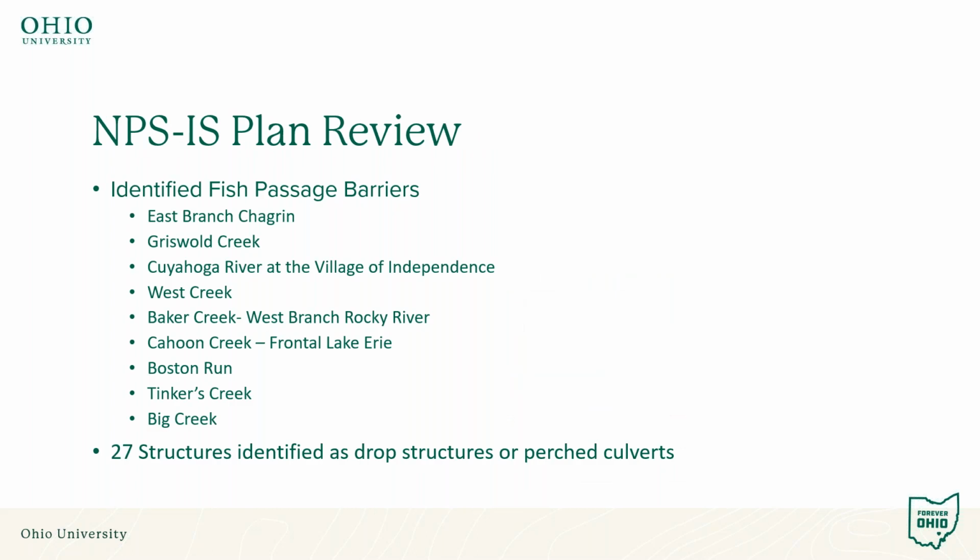There are also a number of non-point source implementation strategy plans that are approved by the state. We reviewed these plans, and these NPS-IS plans identified fish passage barriers as a critical area. In each branch of the Chagrin, Griswold Creek, Cuyahoga River at the Village of Independence, West Creek, Baker Creek on the west branch of Rocky River, Cahoon Creek in front of Lake Erie, Boston Run, Tinkers Creek, and Big Creek, all identified structures that were impeding fish passage. Across these watersheds, they identified 27 structures that were drop structures or perched culverts.